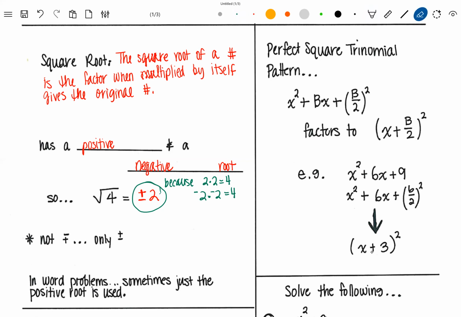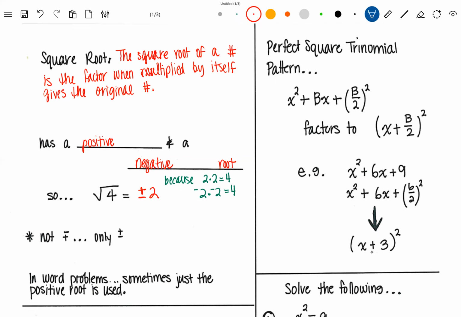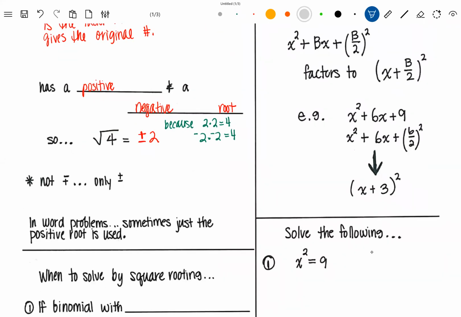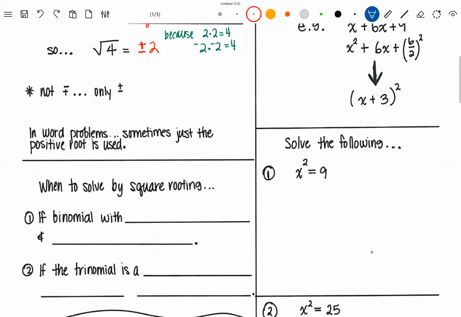Now, the principal root is the positive. That's the one we use most of all because if you're talking about the length of the side of a square, you can't have negative 2 units. It's only 2. But there are 2 roots. And like yesterday with the quadratic formula, the plus and minus represented the 2 solutions, a positive one and a negative one. One thing to keep in mind, it's not negative over positive, it's just positive over negative. So that's what the symbol is. In word problems, sometimes just the positive root is used.